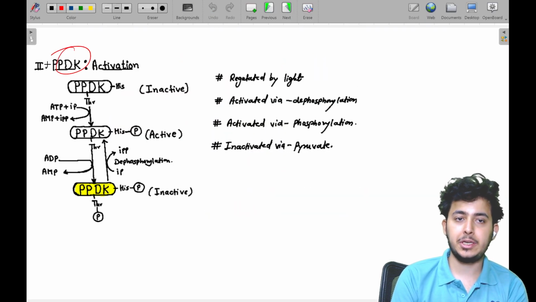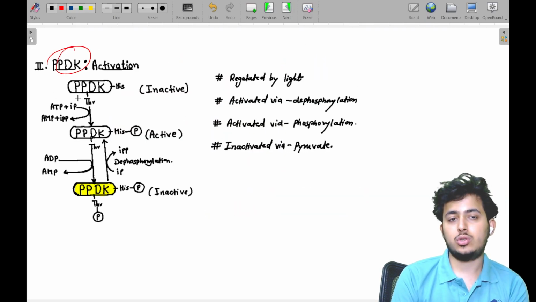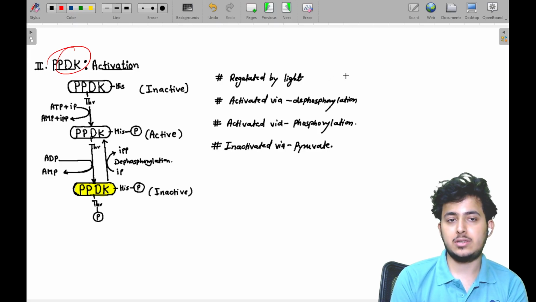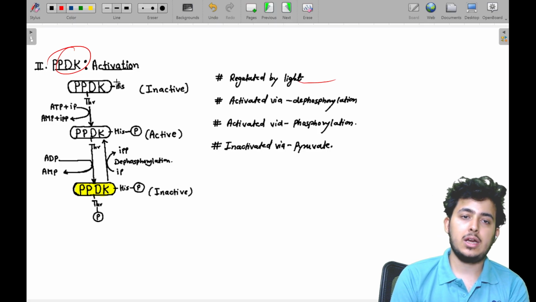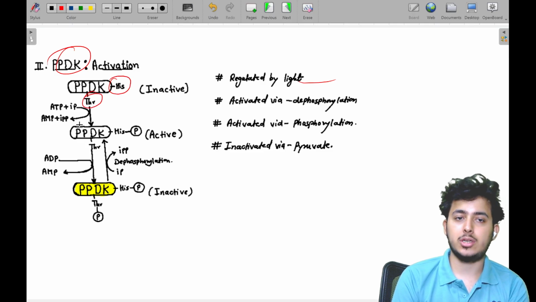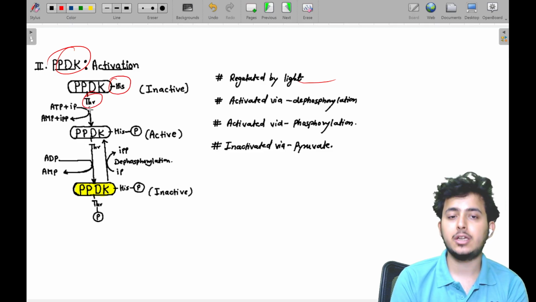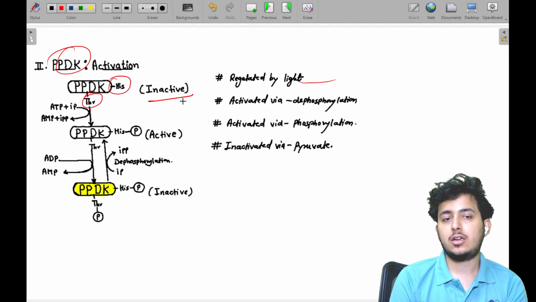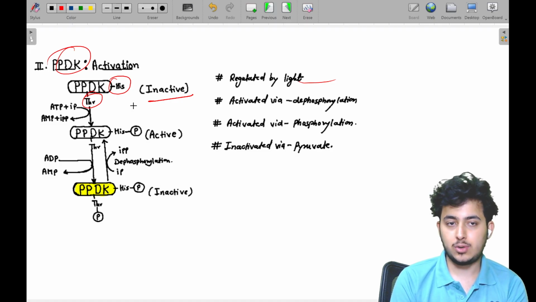You talk about PPDK activation. So this dikinase enzyme, basically it is regulated by light and all those other factors. So PPDK has an important histidine and threonine residue present on its active site, that is inactive in case of absence of phosphorylation.